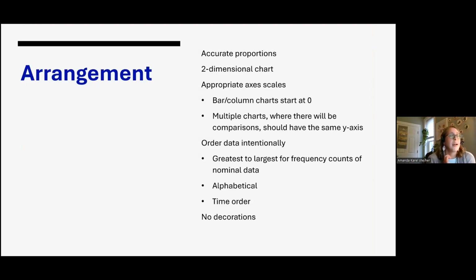The next aspect of arrangement is how do you order your data? When you're trying to think about putting data in an order intentionally, it's going to depend on what kind of data you're working with. So if you're doing frequency counts of nominal data, that is categorical data that doesn't have a number or ranking associated with it. So how are public law schools performing compared to private law schools would be an example of nominal data. In those situations, you're going to want to order your data from greatest to least in your visual.